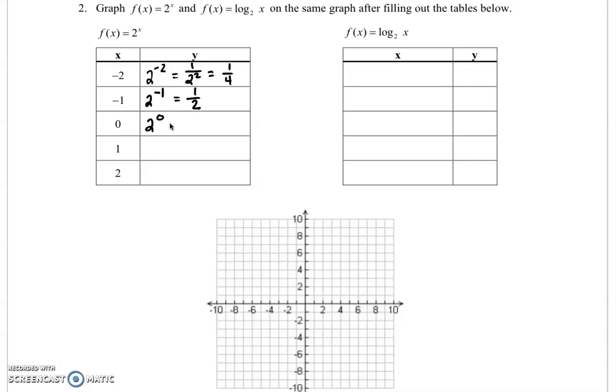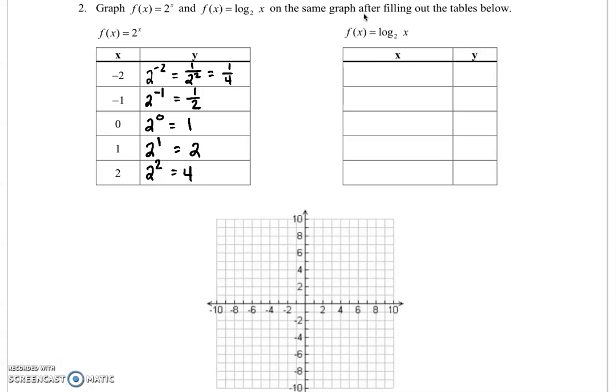When x is 0, y is 1, because anything to the 0 power, remember, is 1. When x is 1, y is 2. And when x is 2, y is 4.